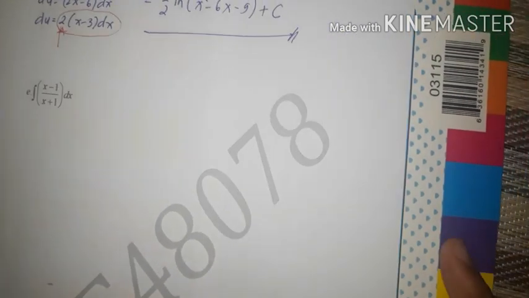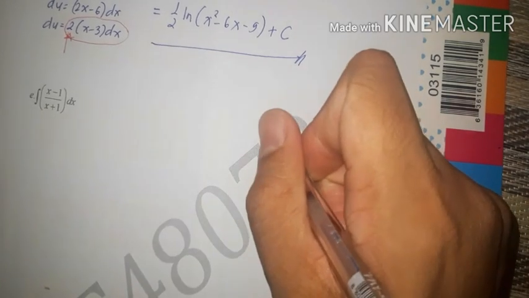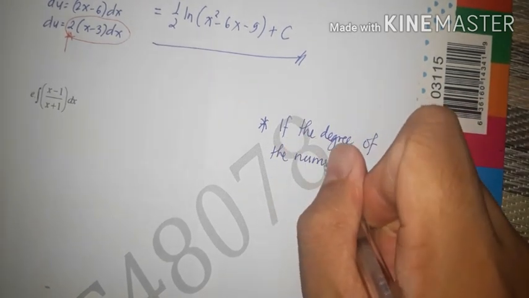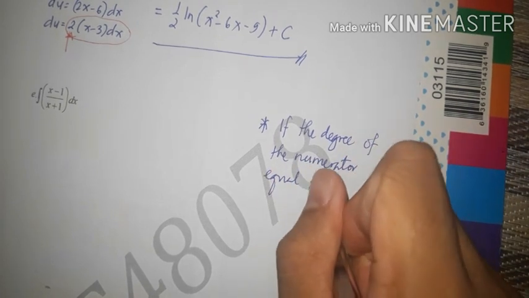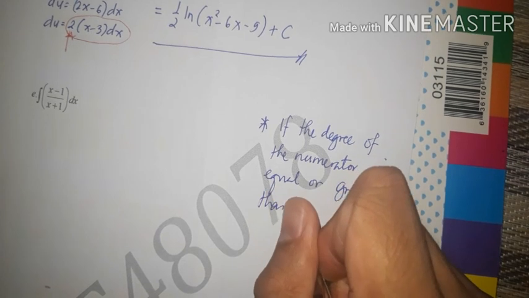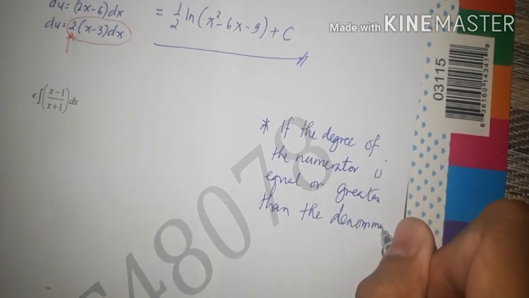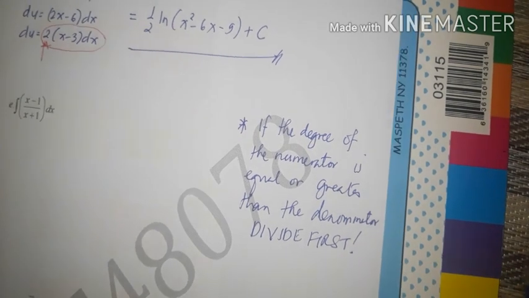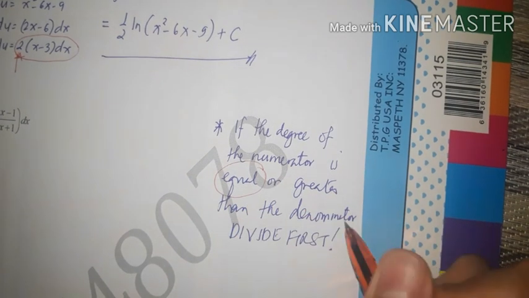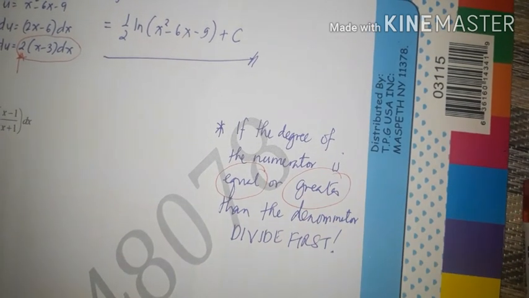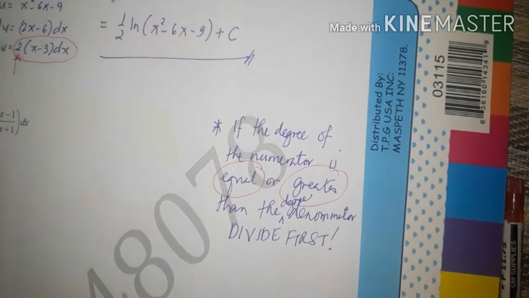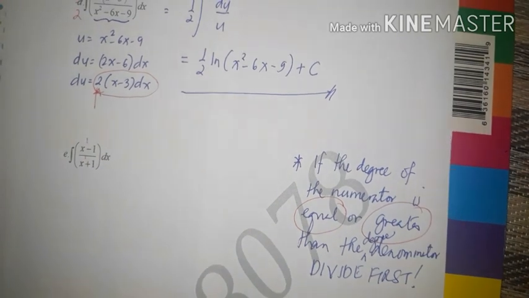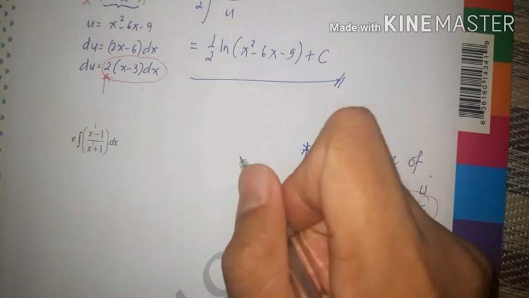So now we have the integral of (x minus 1) over (x plus 1) dx. There's a rule that if the degree of the numerator is equal to or greater than the degree of the denominator, we have to divide first. Again, let me emphasize: when the degree of the numerator is equal or greater than the degree of the denominator, divide first. Here, the numerator is of degree 1, and the denominator is also degree 1. So the degrees are equal, so you have to divide first.